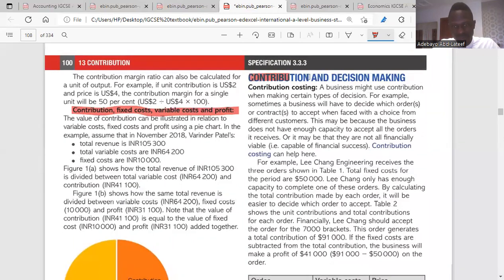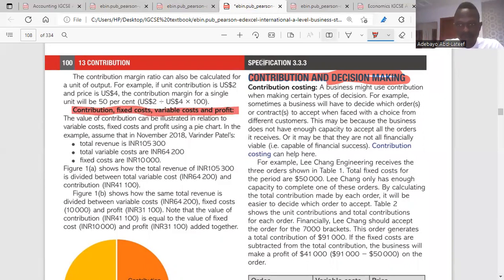Contribution and decision making. We already know contribution. Contribution means that we have covered our variable cost. So what decisions can we make? We have two decisions to make: a decision about the cost and a decision about the price at which we have to sell. So the decision about cost is what we call contribution costing.